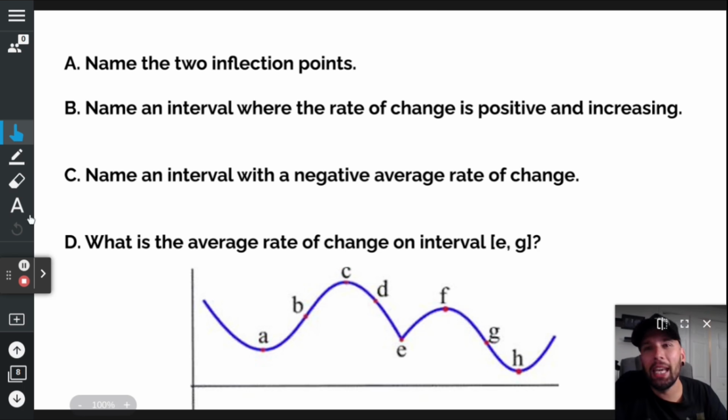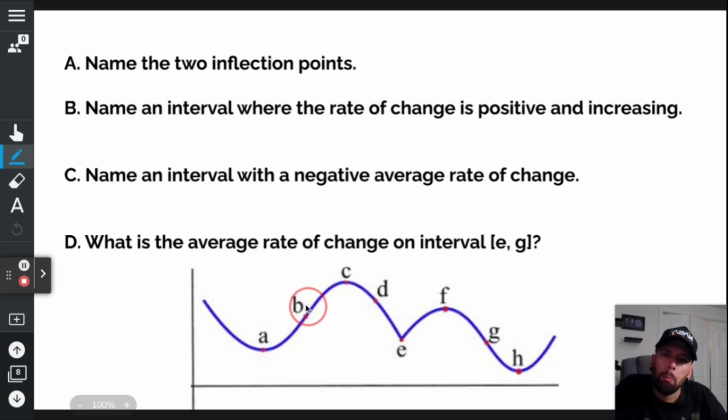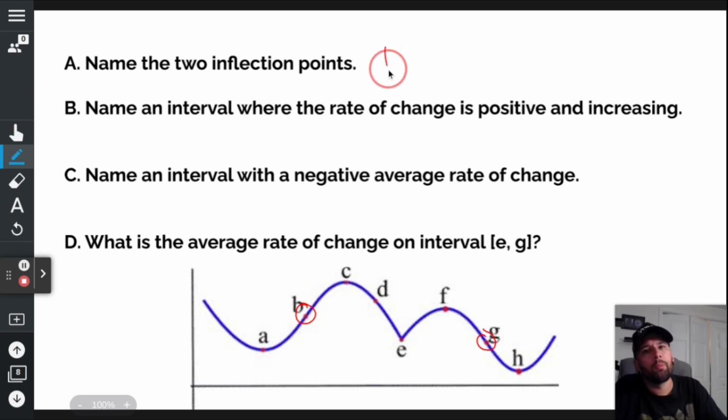All right. Name the 2 inflection points. Look at this mess. Concave up, concave down, still concave down, concave up. And if you're like, well, what about E? Inflection points occur when there's a change in concavity. Did I change concavity when I went from concave down to concave down? No. This was concave up, concave down, concave down, concave up.